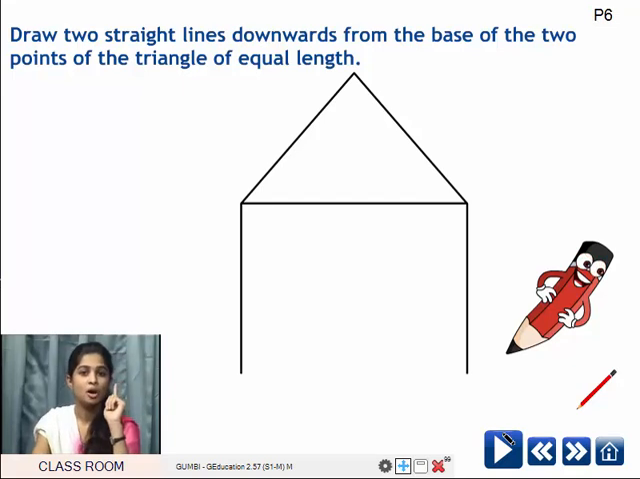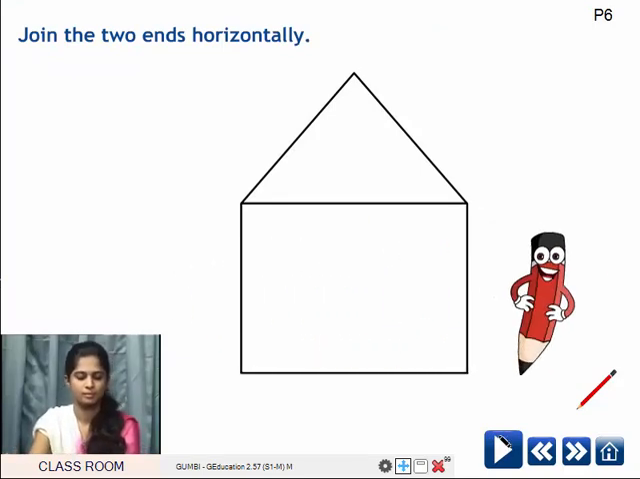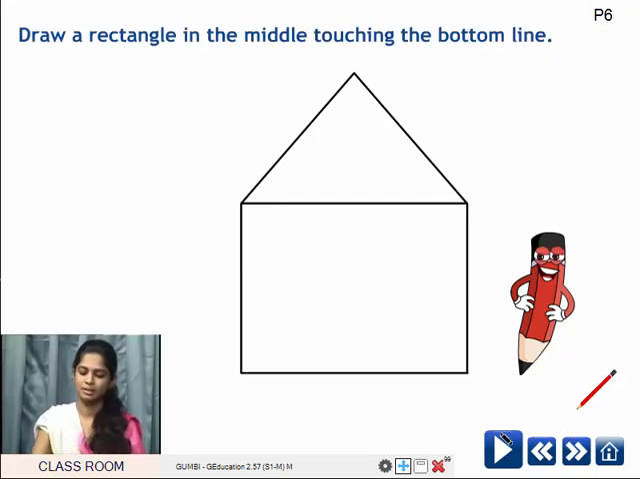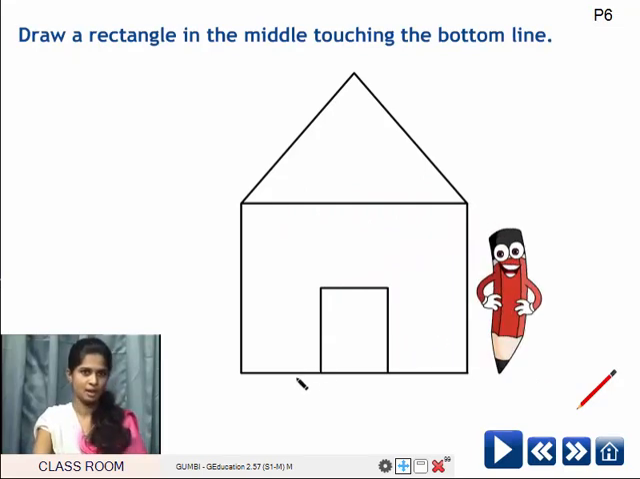Okay, now the third instruction is you have to draw one horizontal line so that these two lines will be joined. Draw the horizontal line. Very good, students. Now, you have to draw one rectangle. But why to draw? Observe this image. Here, I am drawing the rectangle to the baseline. So, similarly, you have to draw one rectangle here.